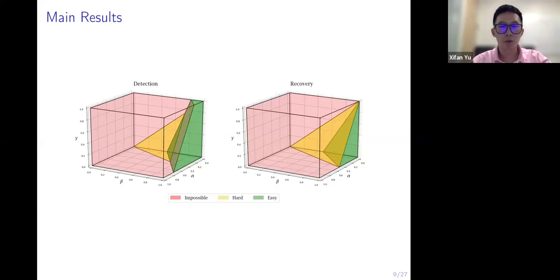Pictorially, the result in the previous slide could be summarized in the following diagrams, where we determine the red regions, meaning that it is statistically impossible to achieve detection or recovery. The yellow region, where we know that some potentially exponential time algorithm achieves the relevant task, but we condition on the low degree conjecture: there is no polynomial time algorithm succeeding in the relevant task. And the green region, the easy region, where we know a polynomial time algorithm succeeds for detection or recovery.